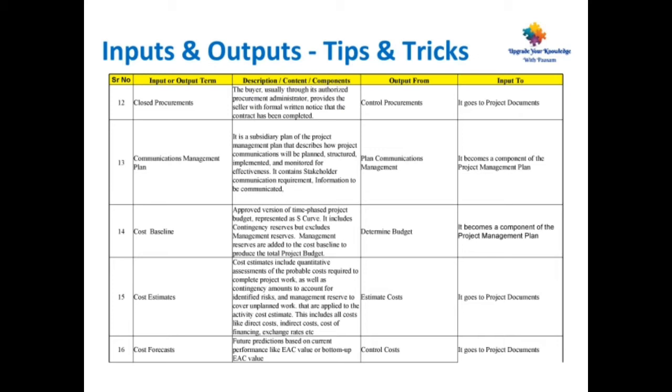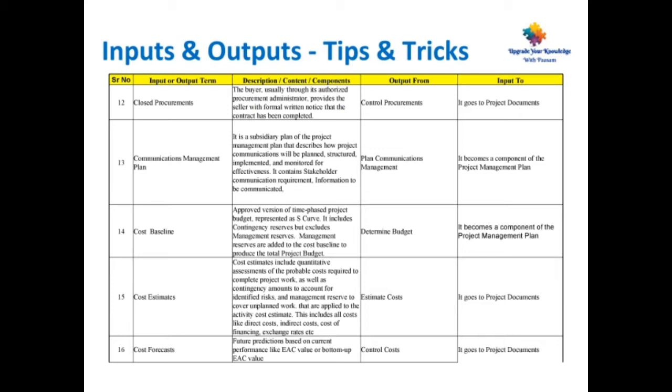Point number 15, cost estimates. Cost estimates include quantitative assessments of the probable cost required to complete project work, as well as contingency amounts to account for identified risk and management reserve to cover unplanned work that are applied to the activity cost estimate. This includes all costs like direct cost, indirect cost, cost of financing, exchange rates, etc. Indirect cost and direct cost are important terms, so review them. You can expect some questions in the final exam. This is the output from estimate cost and input to various project documents.